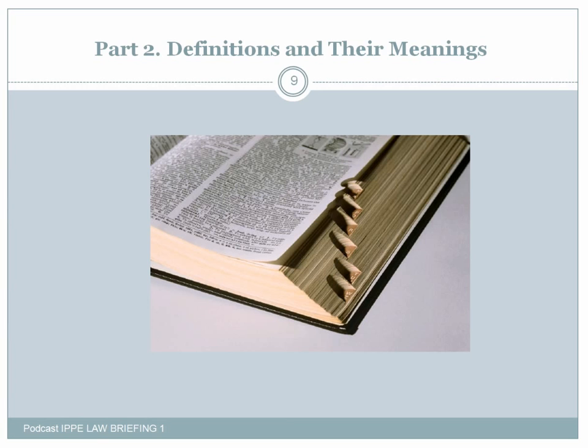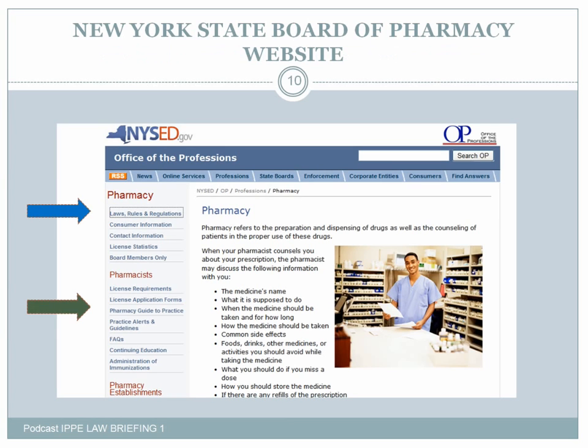Now let's switch to part 2, where we concentrate more on definitions and their meanings. But before I do that, I wanted to introduce you to this New York State Board of Pharmacy website. When you go to the New York State Department of Education .gov, you can find the New York State Board of Pharmacy, or you can just Google it. This is what the website looks like.